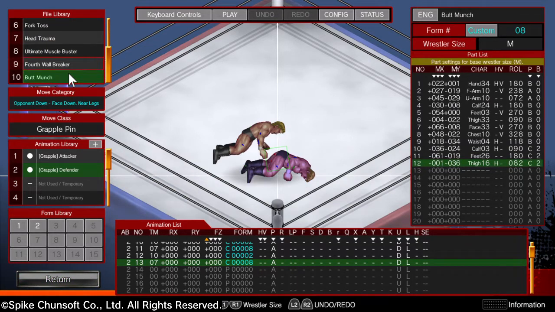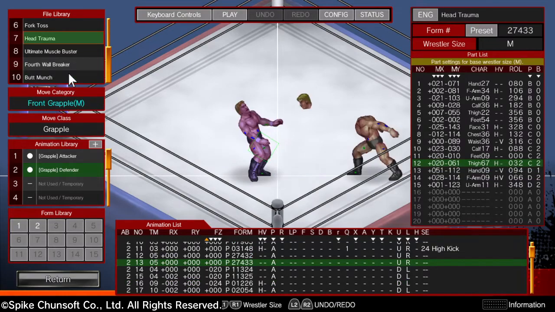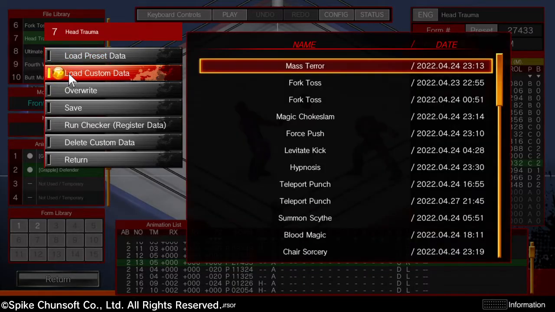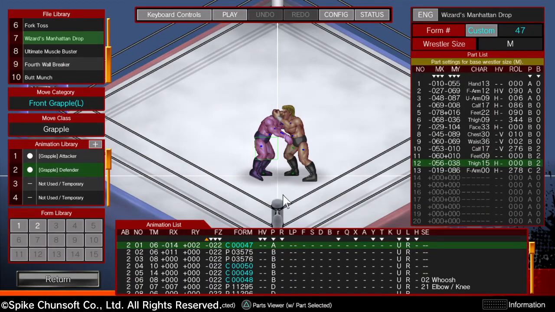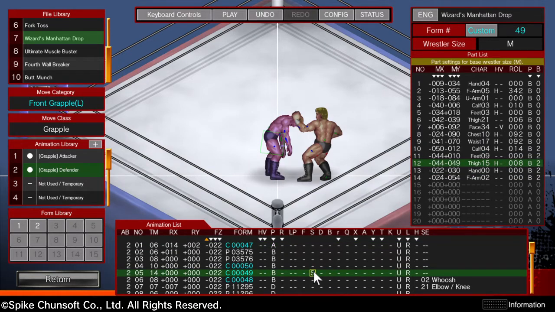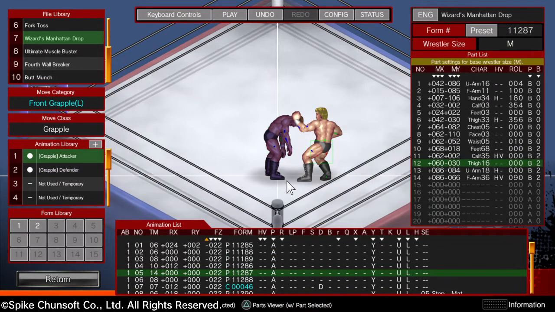It is not, in fact, the Ultimate Muscle Buster. It is actually the Wizard's Manhattan Drop. Right, so the Wizard's Manhattan Drop here. If you have this S ticked in your opponent's settings for some reason, it can cause issues where it will still render that sprite above this one, despite the fact that this is on B and this is on A. I don't know why that is, but his legs were rendering in front of him, and it should have rendered this leg back here behind him, as you see in the animation.